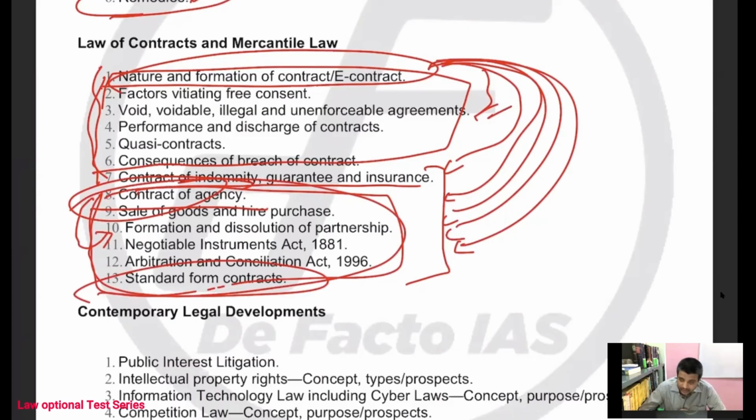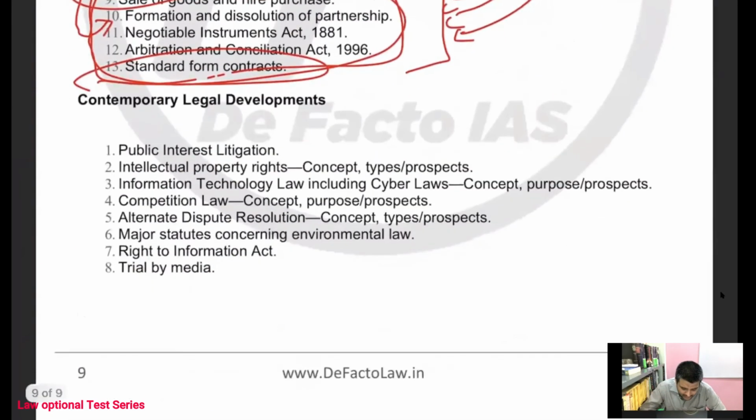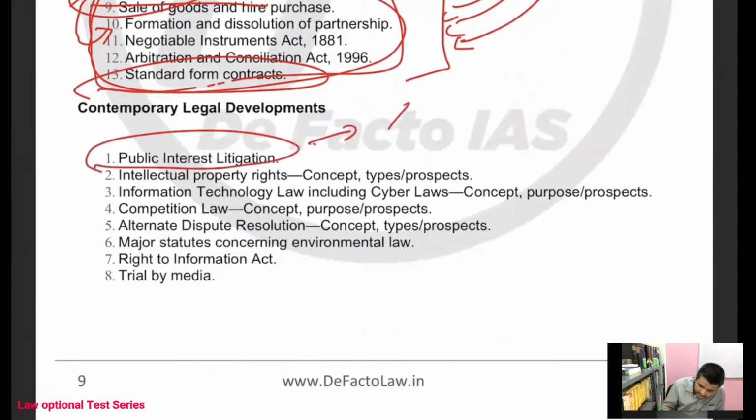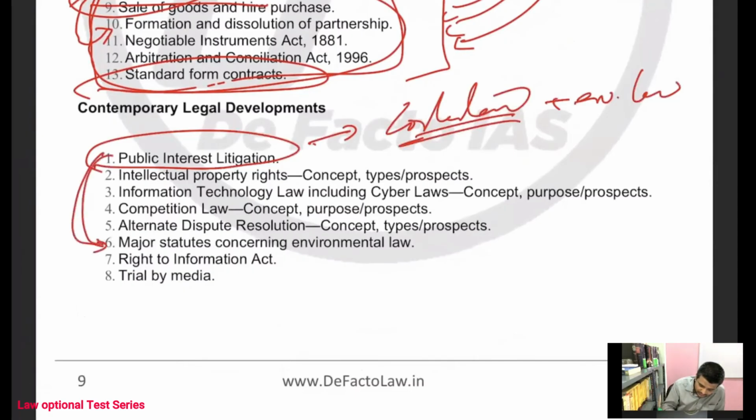So remember it. Now, when you move towards contemporary legal development, people generally leave it. But 2 things I will ask you to read very carefully. First is the PIL, and relate it with constitutional law and environmental law. PIL has to be studied with regard to environmental law, and with regard to constitutional law, labor reforms, economic reforms, social reforms, social justice, everything regarding PIL. Here they can ask PIL with regard to anything, but most of the time they ask PIL questions with regard to environment.